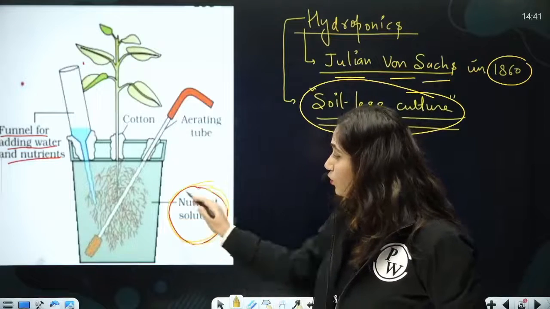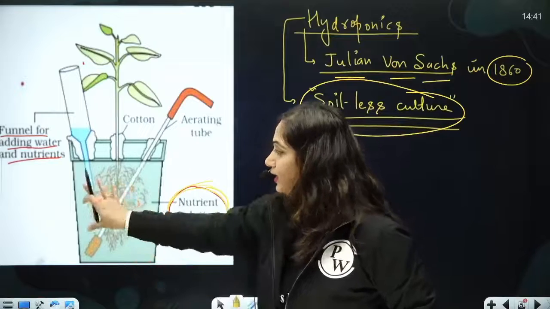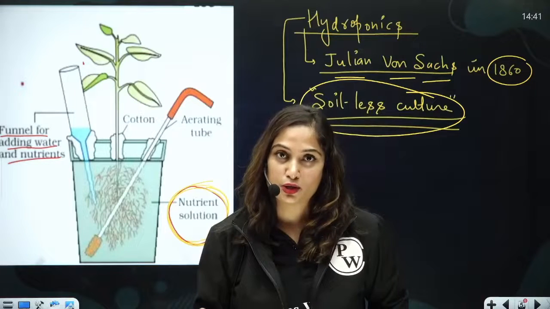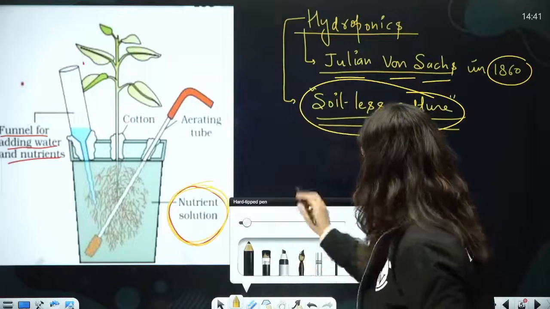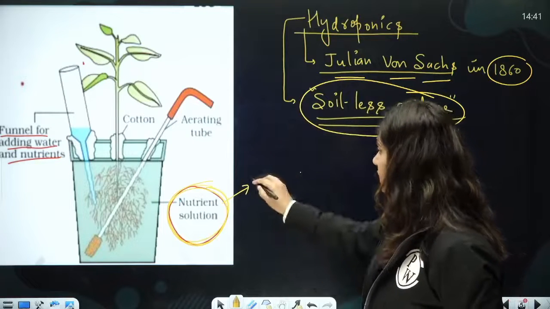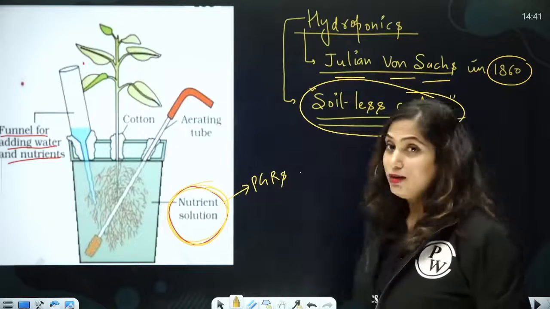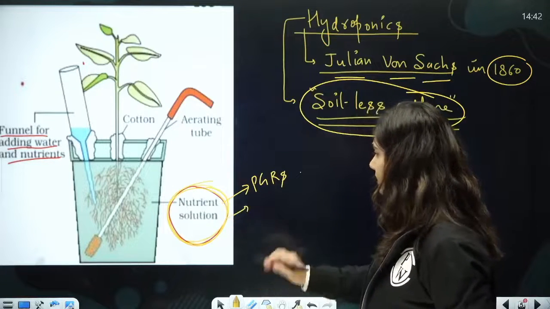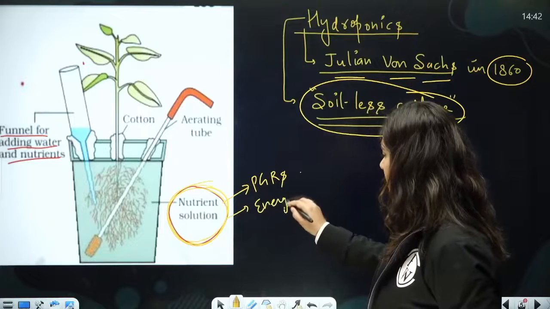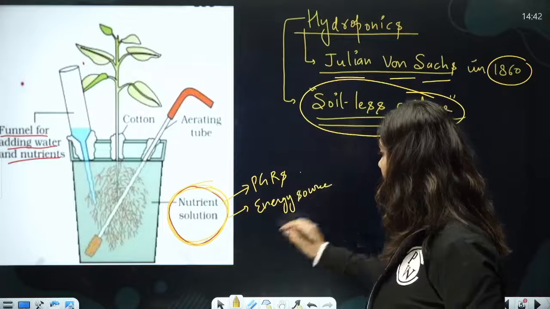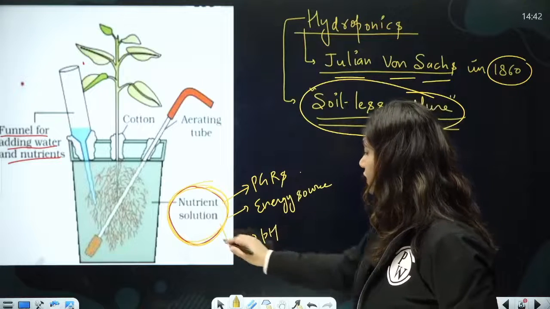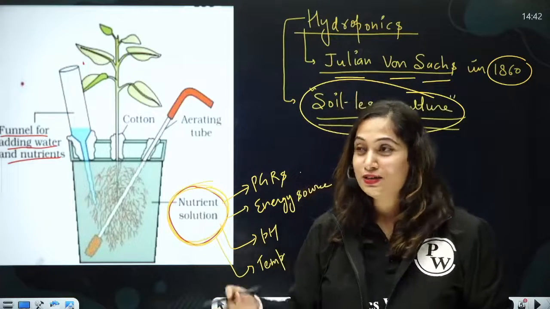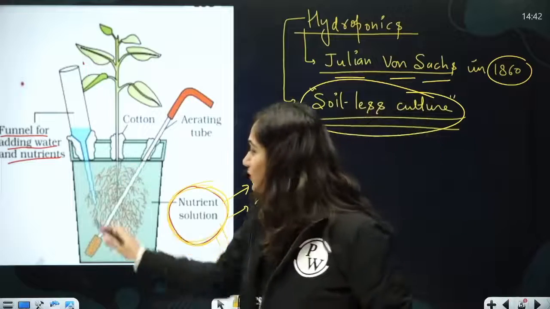I have taken the nutrient medium in the container, right? And this nutrient medium contains everything which is essential for the growth of the plant. And what are the major things which are present in this nutrient medium? Obviously, PGRs, plant growth regulators, the plant hormones, auxin, cytokinin, right? What must be there? Obviously, an energy source like sucrose, like glucose must be there, right? It should be regulated at a proper pH. It should be regulated at a proper temperature. So these things are very regulated in this nutrient medium.